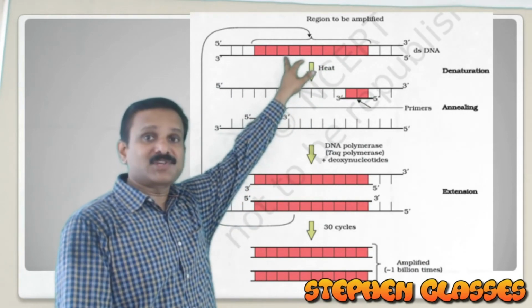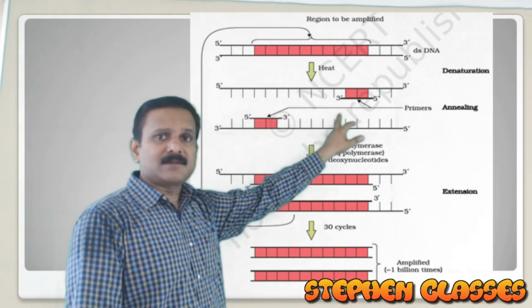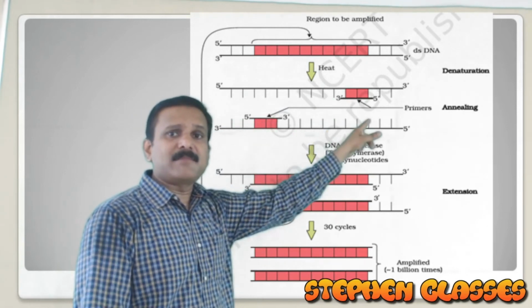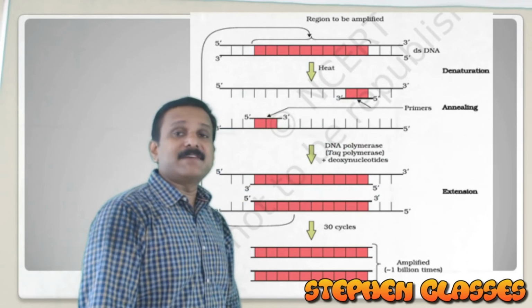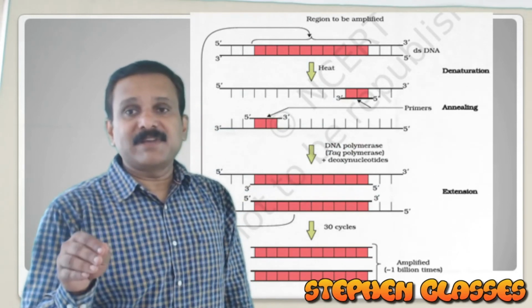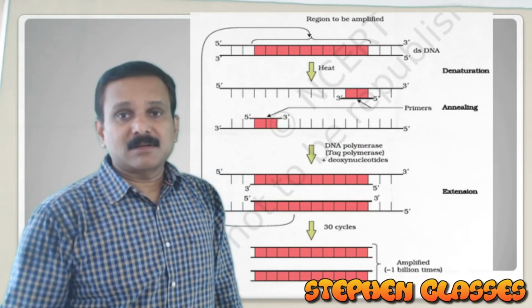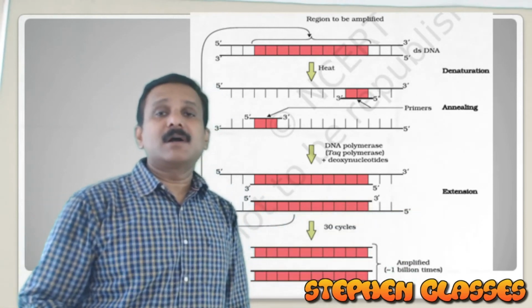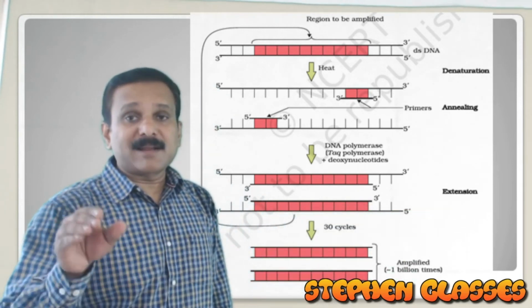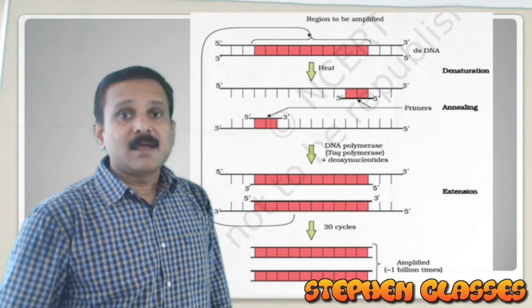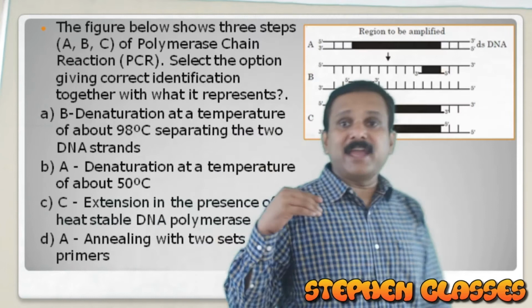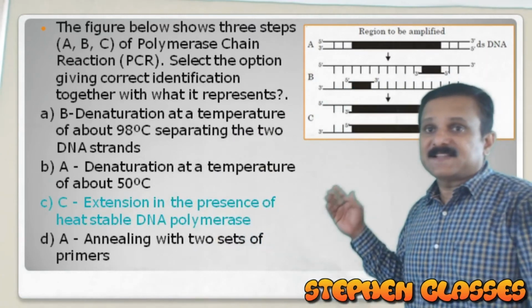Okay, denaturation step. Then labeled as B over there in that question, it was primer annealing. So second step is annealing, and the third step is extension. C, labeled as C, will be extension with the help of Taq polymerase or the thermostable DNA polymerase. Extension will be done. So the correct answer for that question will be option C.